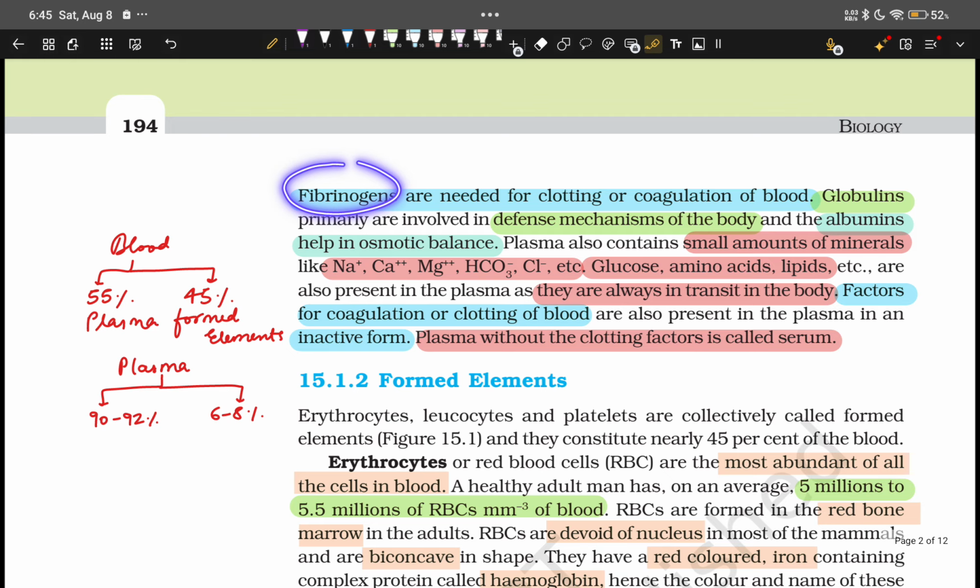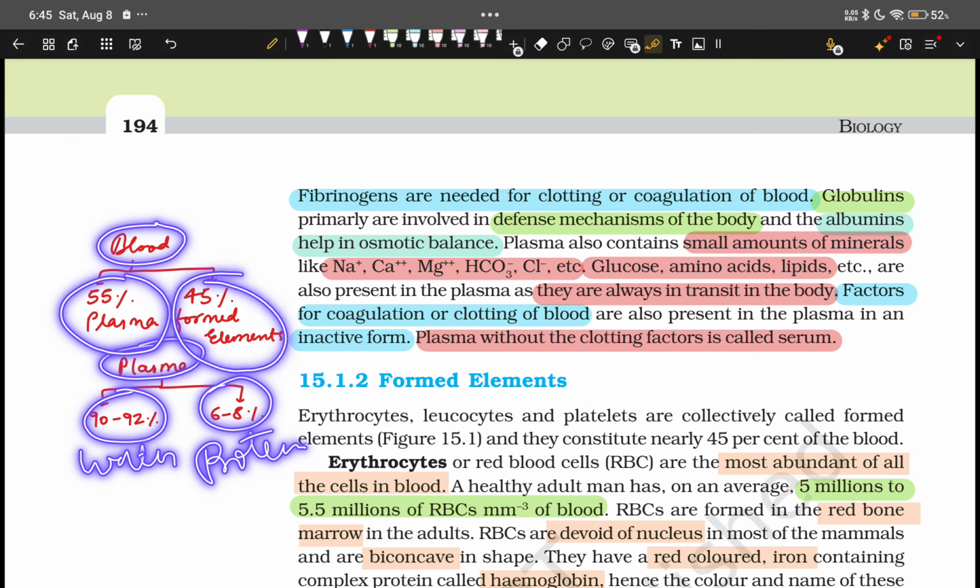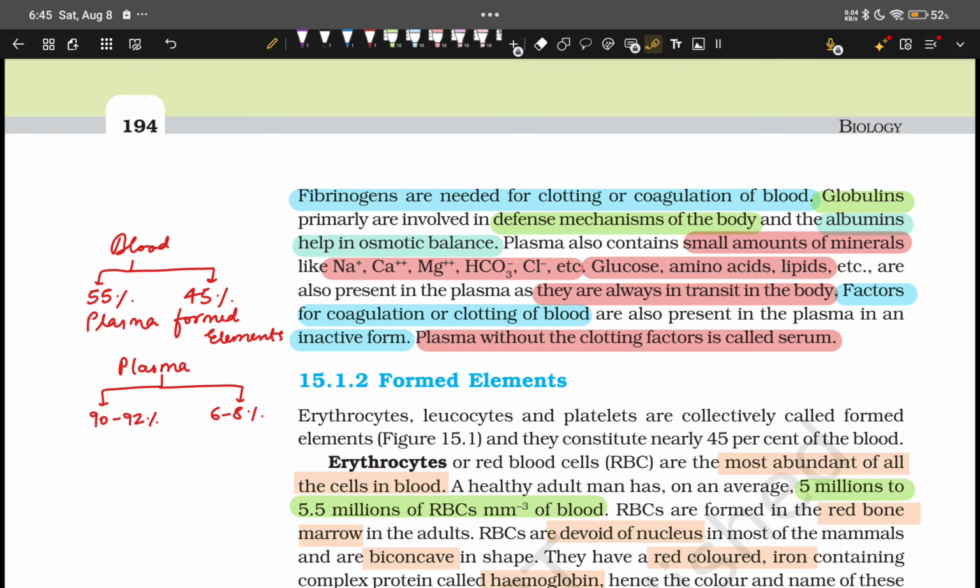Fibrinogen is needed for clotting or coagulation, globulin helps in the defense mechanism of the body, and albumins help in osmotic balance. These are the major proteins present in plasma. In plasma 90 to 92% is water and 6 to 8% is protein. And in blood we have 55% plasma and 45% formed elements.